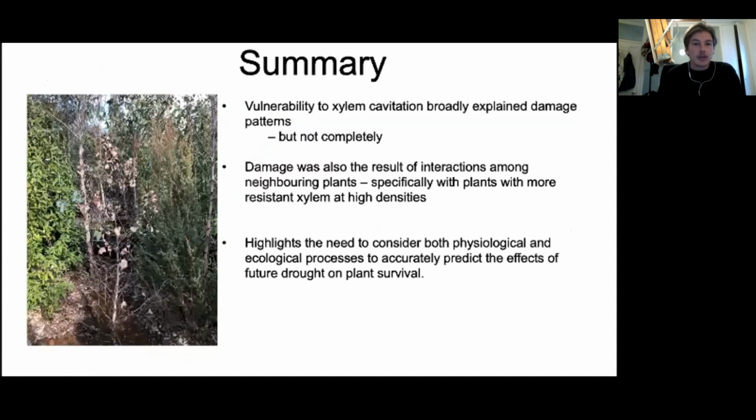So just to summarise what we found, we found that vulnerability to xylem cavitation did broadly explain the damage patterns, but not completely. Damage was also the result of interactions among neighbouring plants, and specifically with neighbouring plants that had more resistant xylem that occurred at really high densities. So these results just really highlight the need to consider both the physiological and ecological processes to accurately predict the effects of future drought on plant survival.